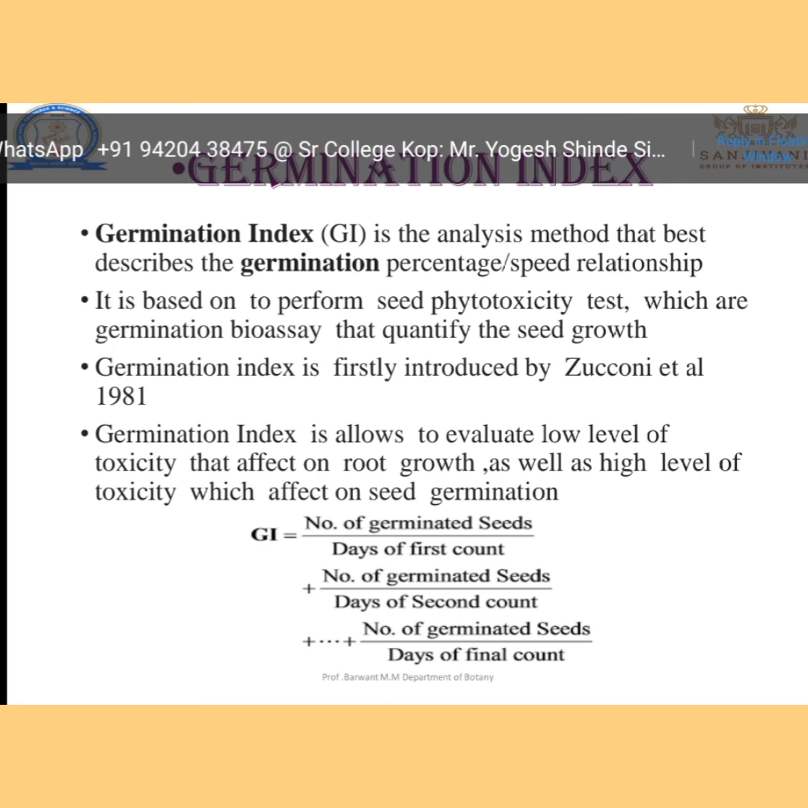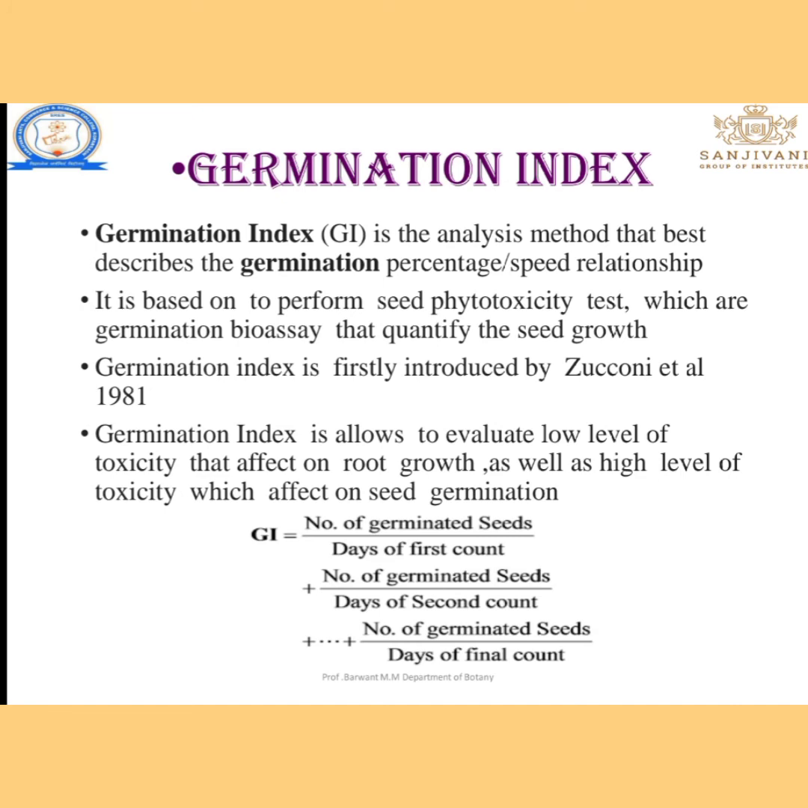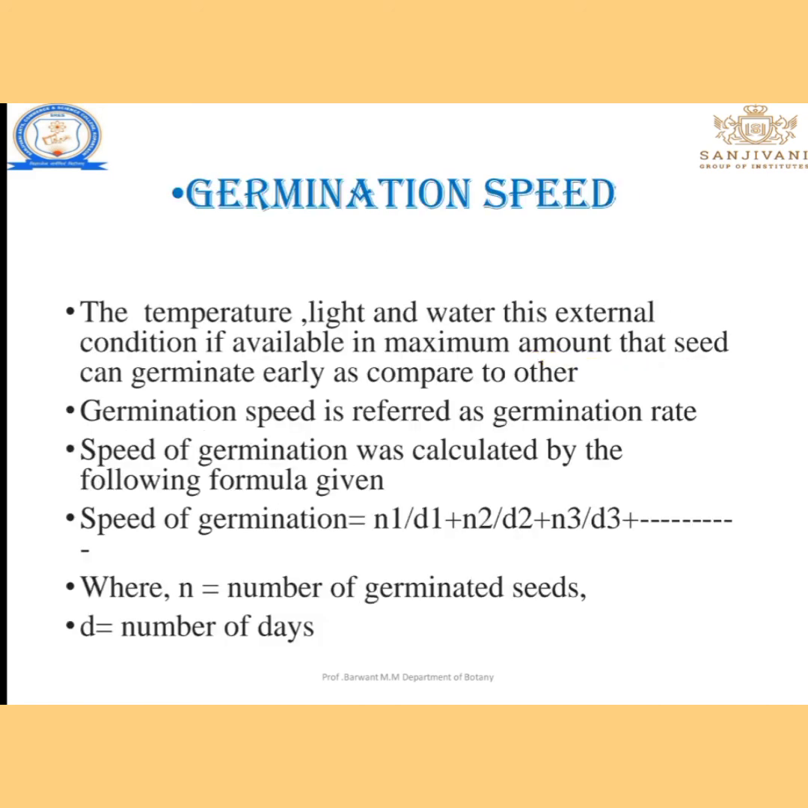Germination index allows us to evaluate a low level of toxicity that affects root growth, as well as a high level of toxicity that affects seed germination. Let's see GI. It is the number of germinated seeds on the day of the first count, plus the number of germinated seeds on the day of the second count, and so on up to the number of germinated seeds on the day of the final count. In this way, germination index is calculated.